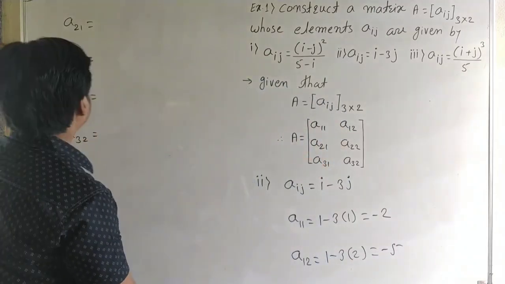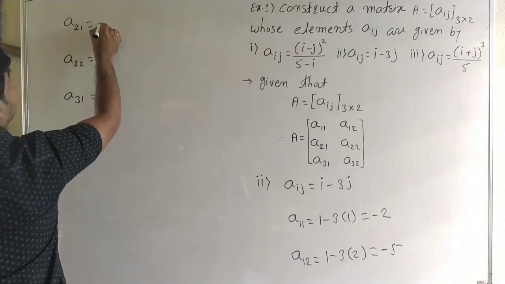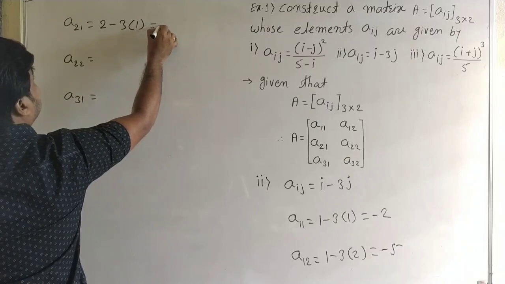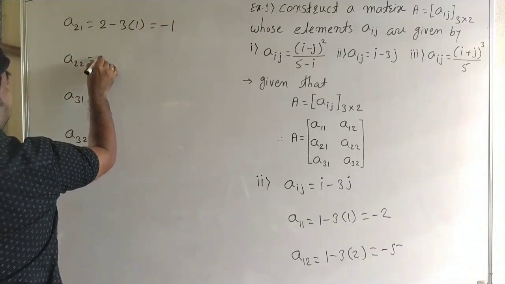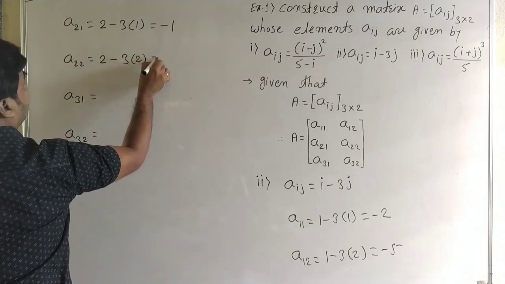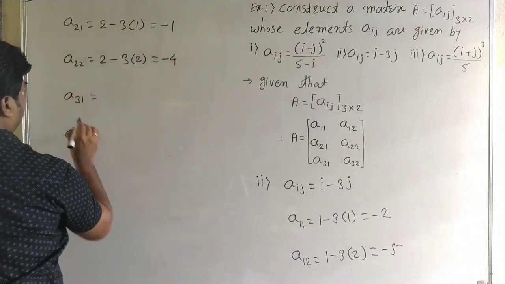Okay. Then a21, i minus 3j, that is 2 minus 3 into 1. Again it is minus 1. Then a22 is 2 minus 3 into 2, then it is 6. 2 minus 6 is minus 4.